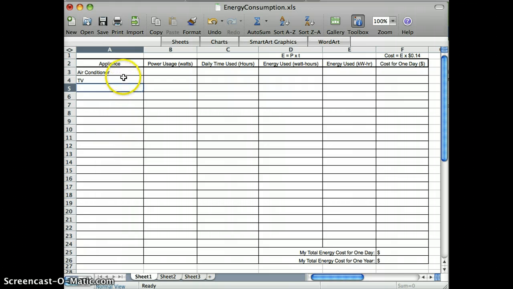So I'm just going to do two as an example for you. Some things are going to be tough, like light bulbs. You're going to have to make an estimate of how many you have, how many are on at a time in your house.